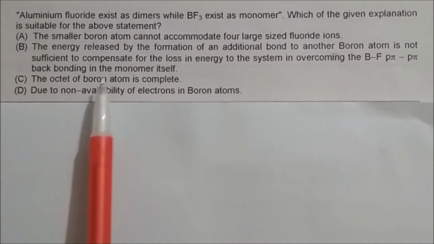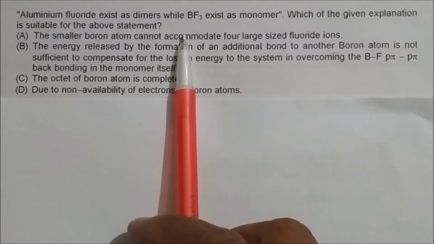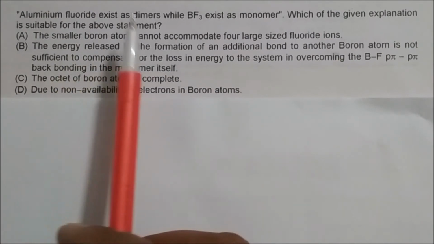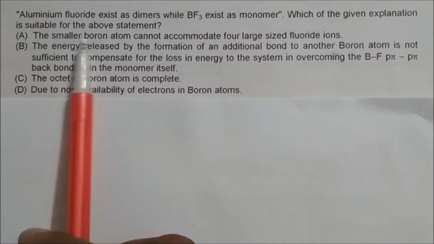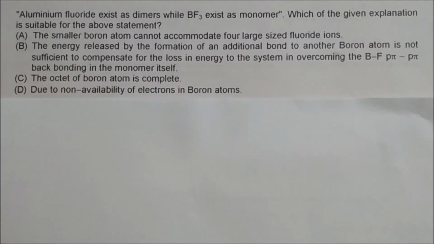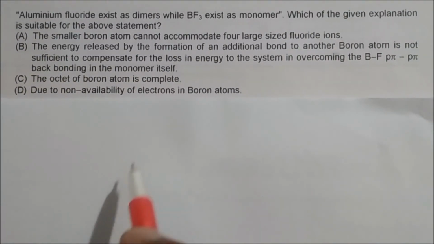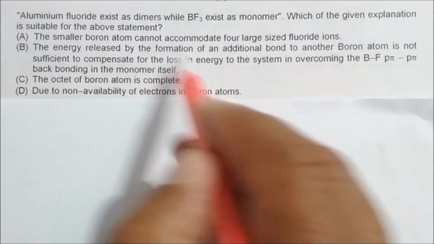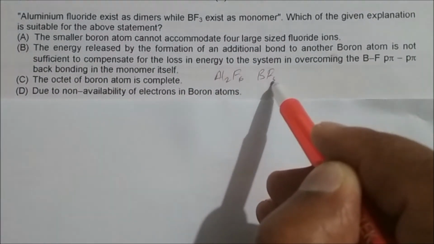Aluminum fluoride will exist as a dimer, while BF3 will exist as a monomer. So BF3 exists as a monomer, while aluminum fluoride exists as a dimer, which means it will form Al2F6, while this is BF3, only a monomer. The dimer means Al2F6. Which of the following explanations is suitable for the above statement? So this is Al2F6 and BF3. This is a monomer, this is a dimer.